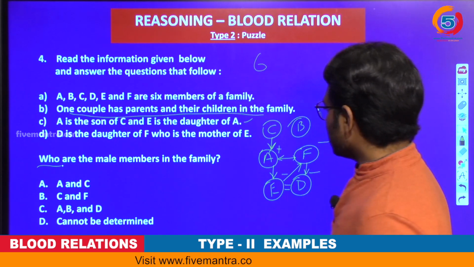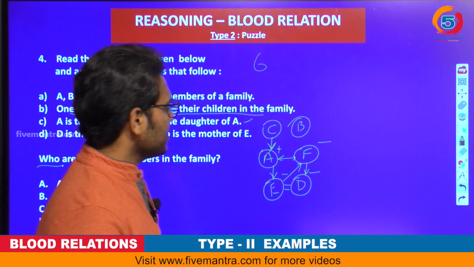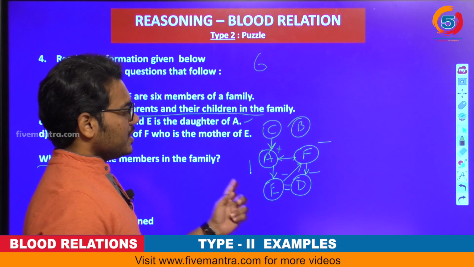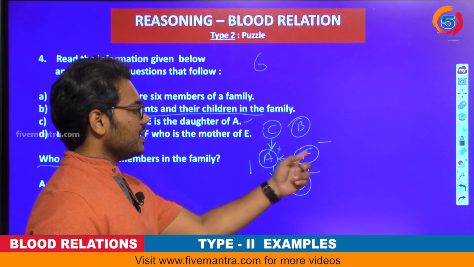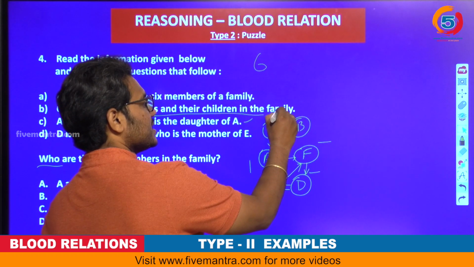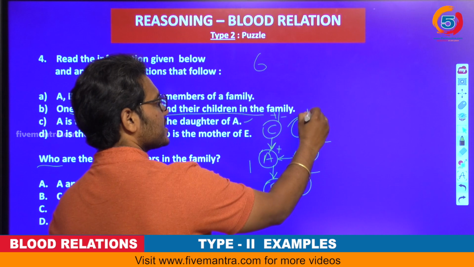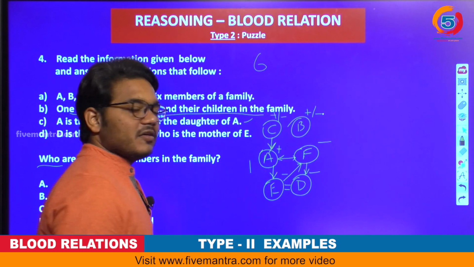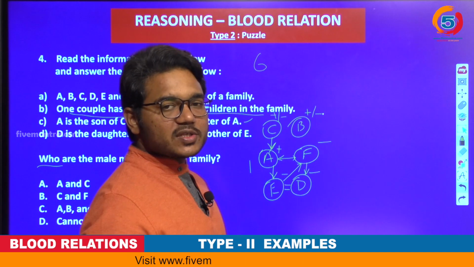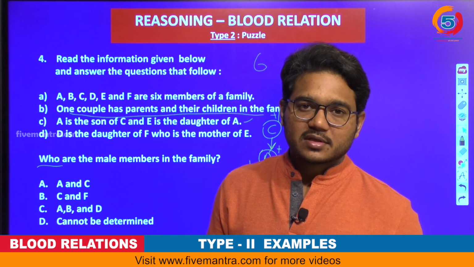So try to observe here the male members. We could trace that A is male and the other three here, E, D, F, are females, but you are not certain about the gender of C, not certain about the gender of B, isn't it? So we cannot trace out who the male members are here.